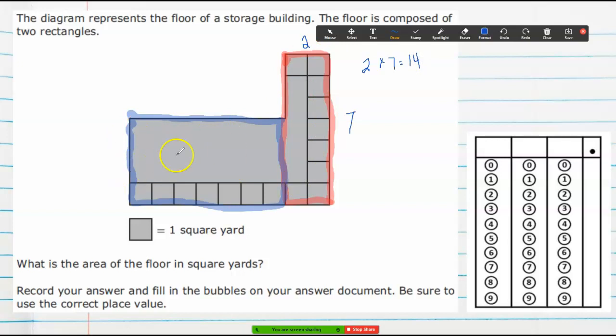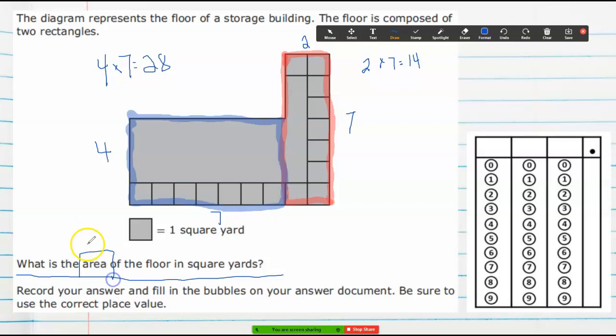And over here, I don't have squares to count my rows, so I'm going to use these squares. So it starts here. 1, 2, 3, 4. So I know this is 4. 1, 2, 3, 4, 5, 6, 7. So I have a 4 times 7 equals 28. What is the area of the floor in square yards?